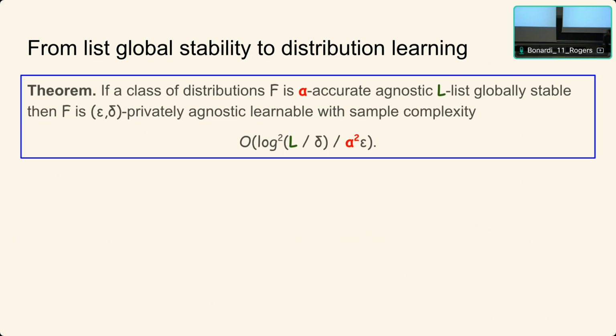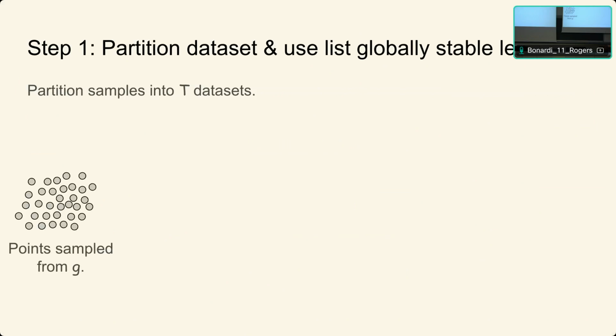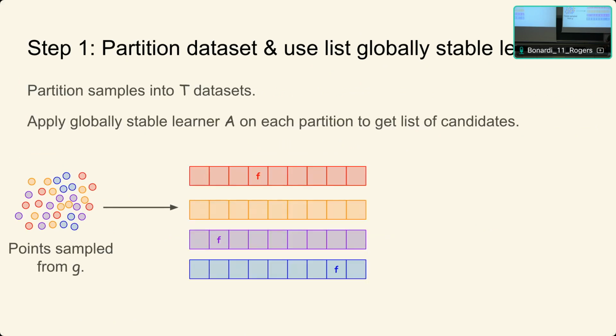Okay, so let me explain how to do this reduction. It's sort of a three-step process. In the very first step, first of all, we draw samples from the distribution. And then we're going to split the data set into T different sub-data sets, which I've drawn with different colors here. And then we have a list globally stable learner. So we're going to apply the globally stable learner on each of these partitions to get a list of candidates.